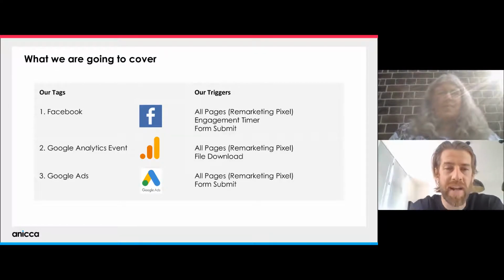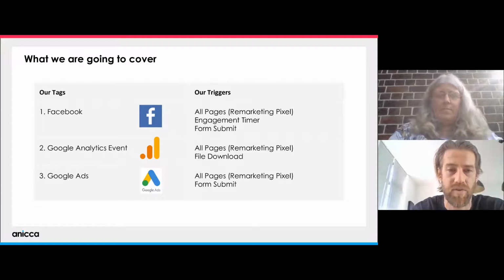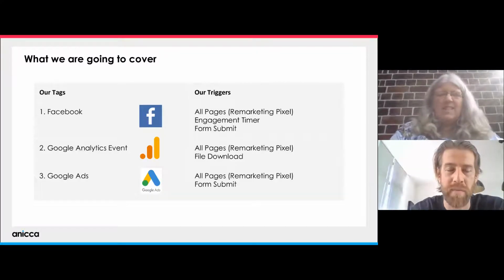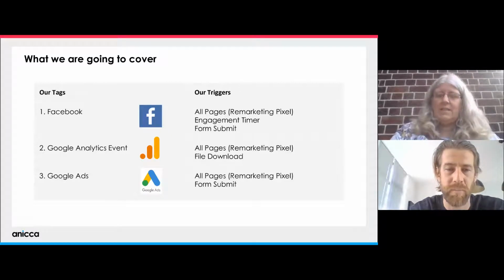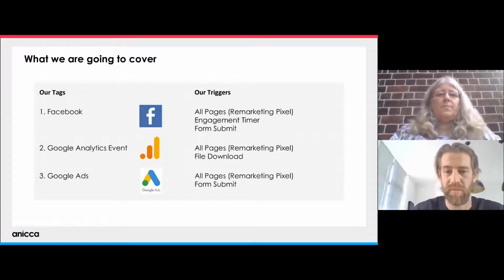We're going to implement a Google Analytics tag. We're going to implement the tag across all pages of the site, and I'll show you how to set up a specific event for tracking file downloads. And we're going to do a similar thing for Google Ads as well. So we're going to drop the Google Ads pixel onto the website. This will be the remarketing Google Ads pixel, and we'll ensure that we're also tracking form submits as a conversion within Google Ads.